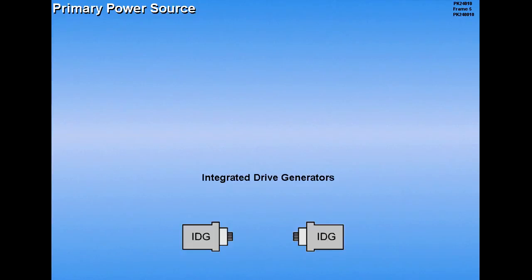The primary sources of electrical power are the integrated drive generators, or IDGs. The IDGs incorporate the generator and associated constant speed drive into a single casing. For lesson purposes, the IDGs will be referred to as the engine generators.